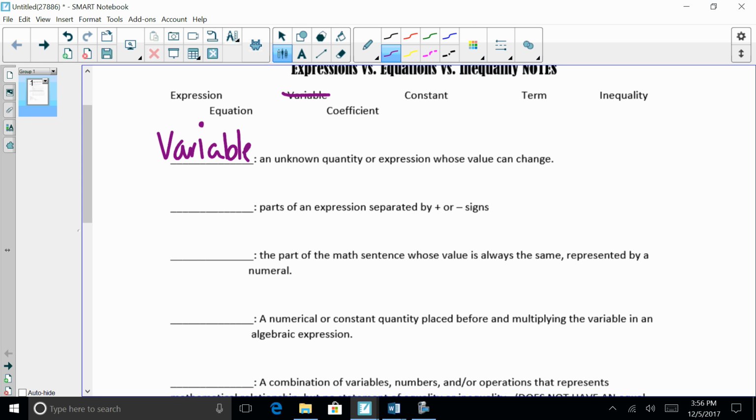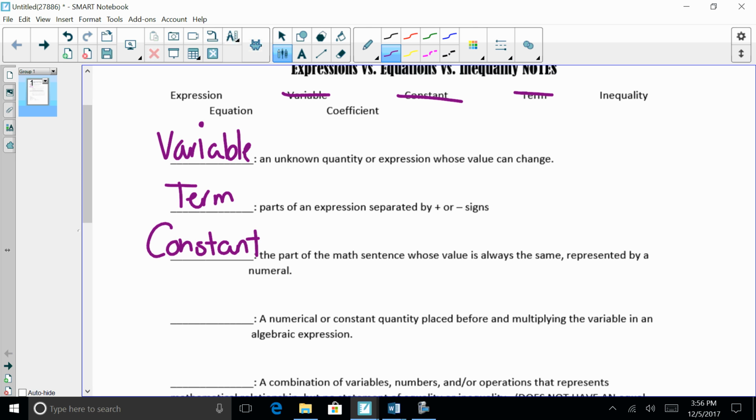Second, parts of an expression separated by a plus or a negative sign. Okay, so these are the actual pieces of those expressions, equations, and inequalities. We call these things terms. So each piece is going to be a term. The part of the math sentence whose value is always the same, represented by a numeral. So no matter what, this is going to occur. So if you think of it that way, then this is the constant in the life of the expression, equation, inequality. It's constantly there no matter what.